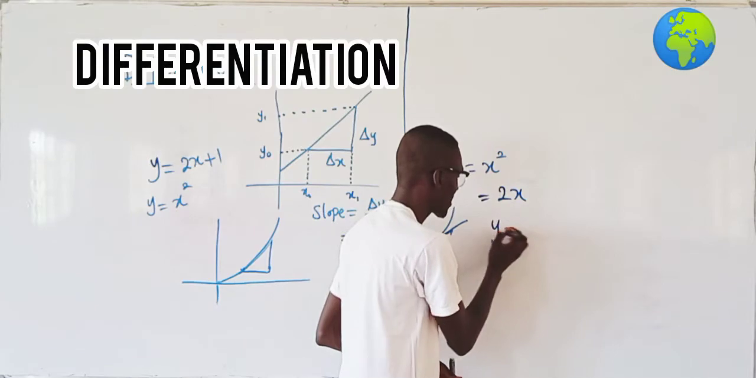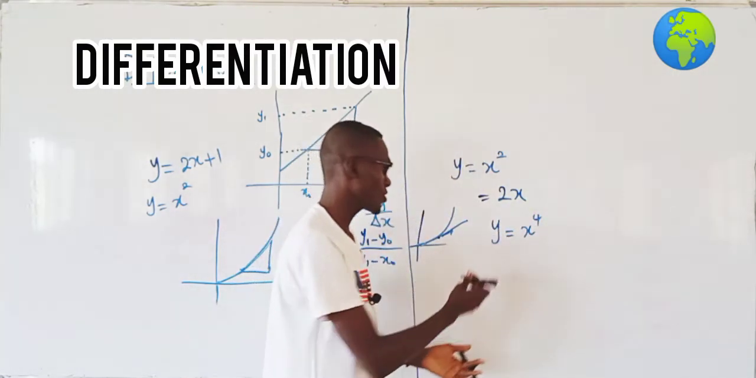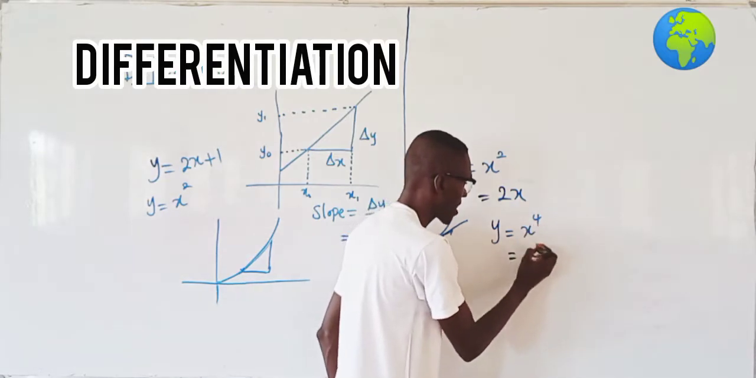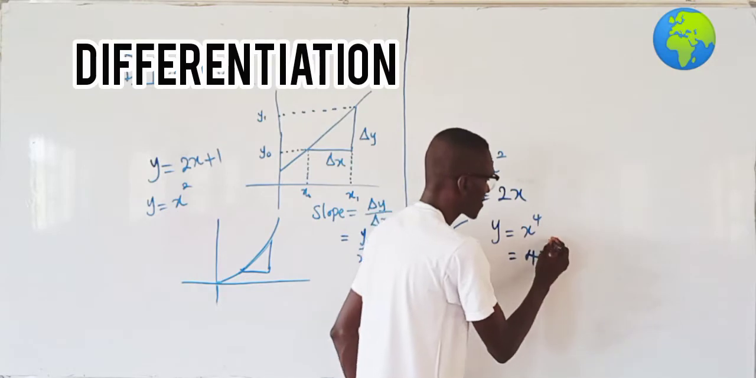Same thing for other functions. When you have, for instance, y equals x power 4, if you are told to differentiate this function, what you have to do is just bring down the power 4, bring back the variable x, then remove 1 from the power, giving power 3.